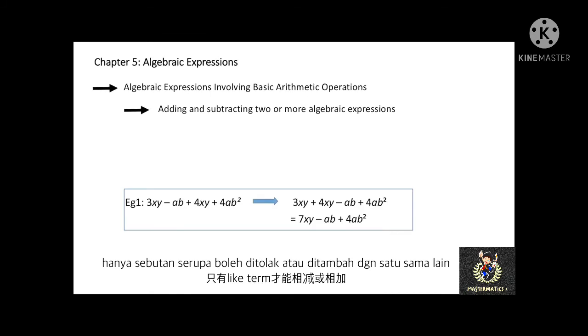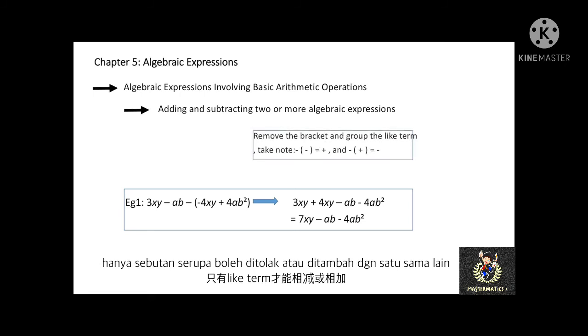In this example, 3xy minus ab plus 4xy plus 4ab squared. Only term 3xy and 4xy are like terms, so we group them together and simplify into 7xy. Sometimes you may see bracket with negative coefficient in algebraic expression. What you need to do is just remove the bracket followed by group the like terms together.